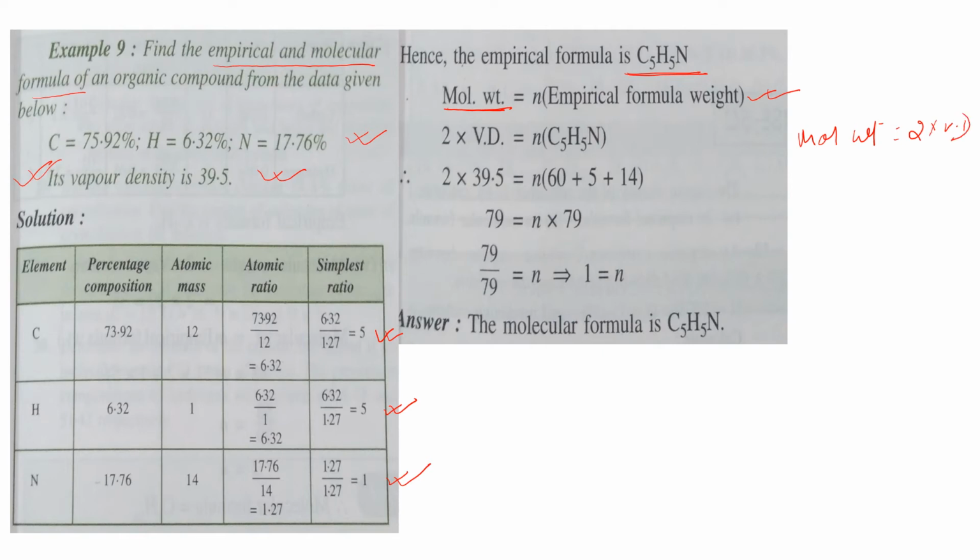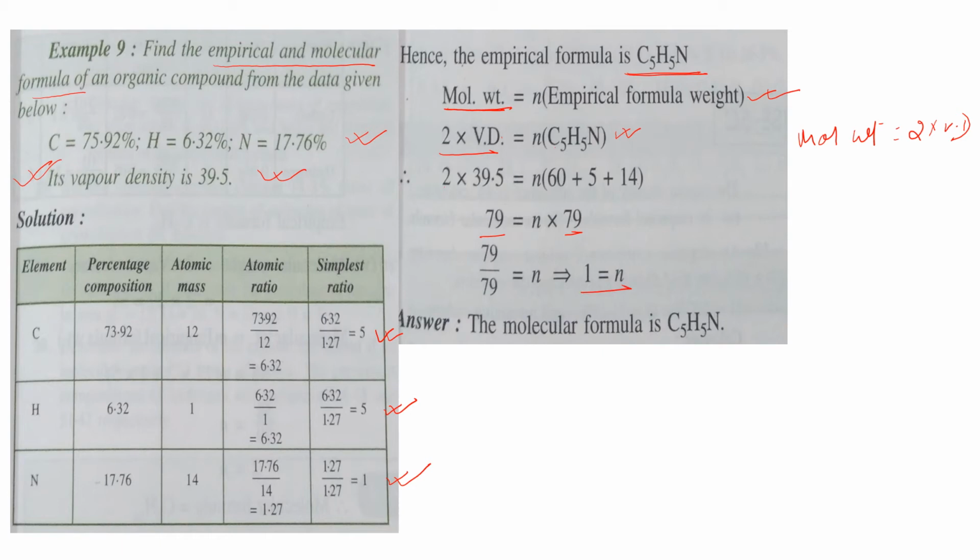So in place of molecular weight, we write 2 into vapor density is equal to n into the empirical formula, which is C5H5N. Now you have to find out the empirical formula weight. In place of vapor density, it is 2 into 39.5. n I don't know, and for the empirical formula weight, C5 is 60, H5 is 5 and nitrogen is 14. So this is coming to 79, and the left hand side is also 79. So I am getting n is equal to 1.